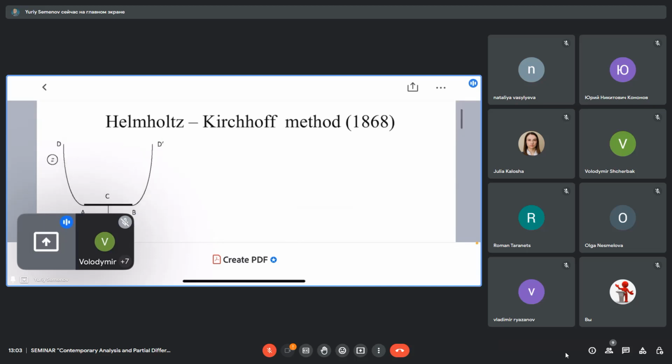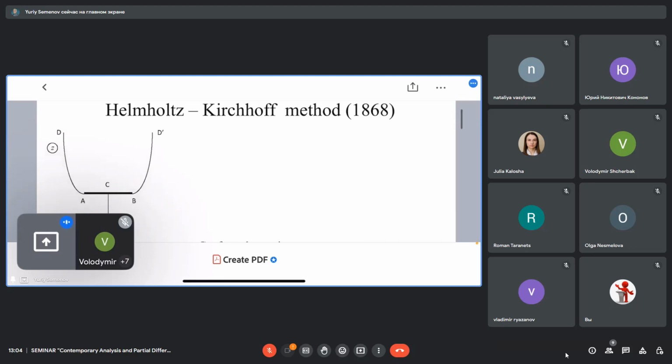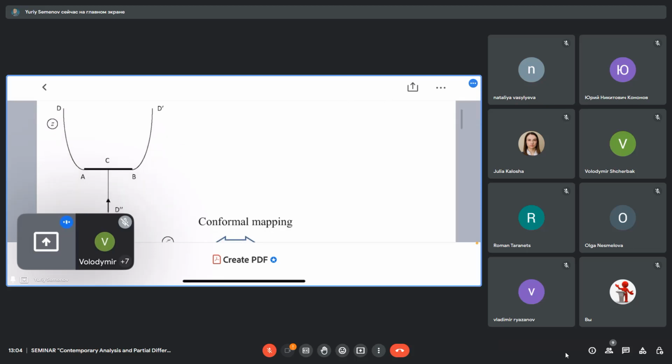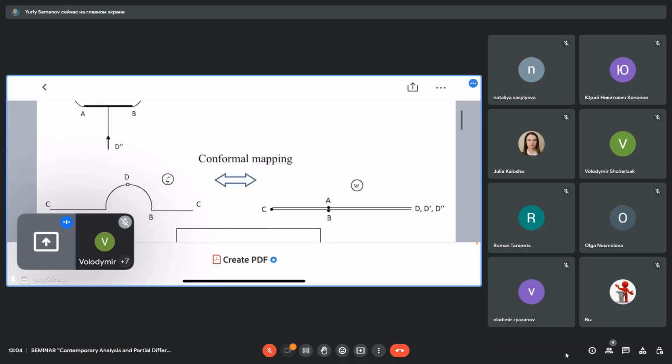I start because I would like to speak more about methodology. I start with methods you may well know. It is the classical Helmholtz-Kirchhoff method for solving free streamline flow over a flat plate.